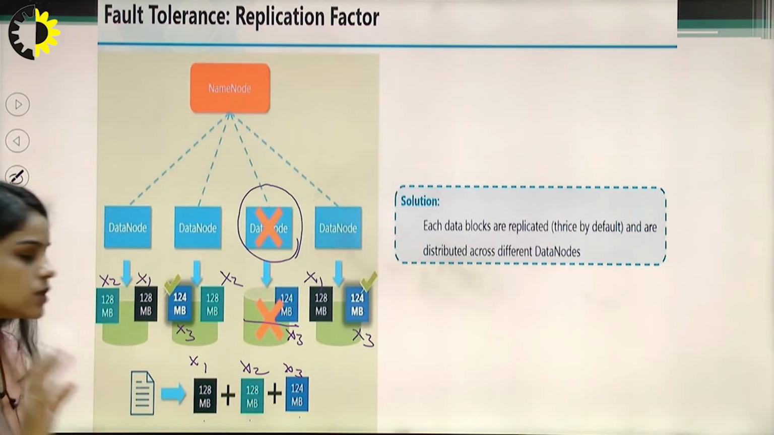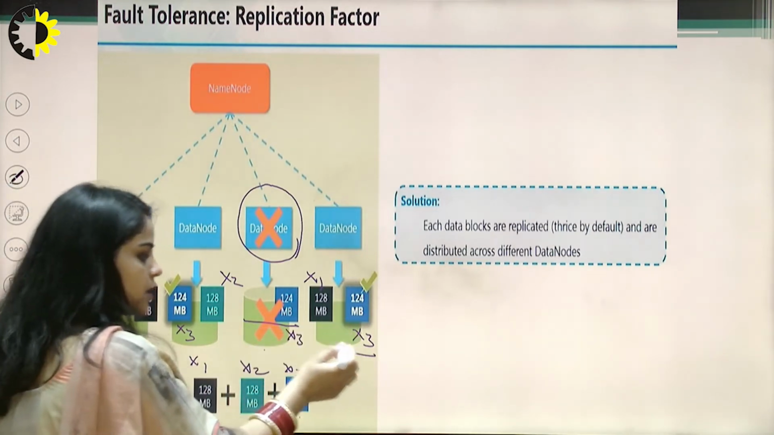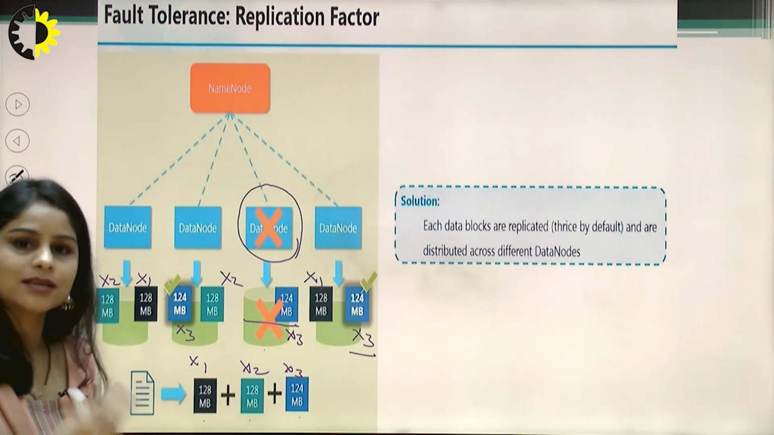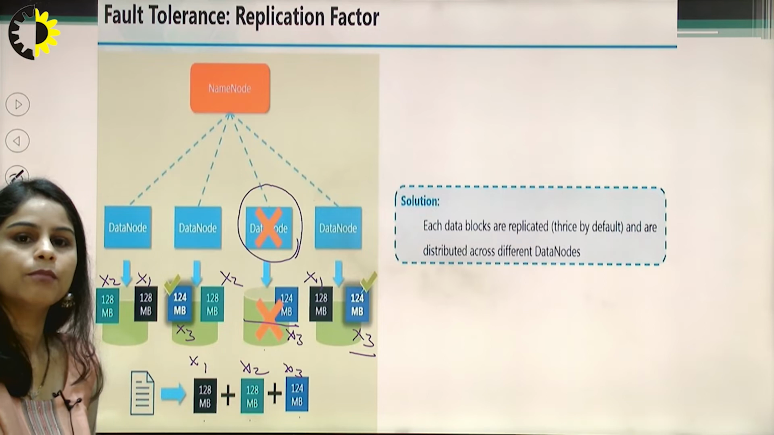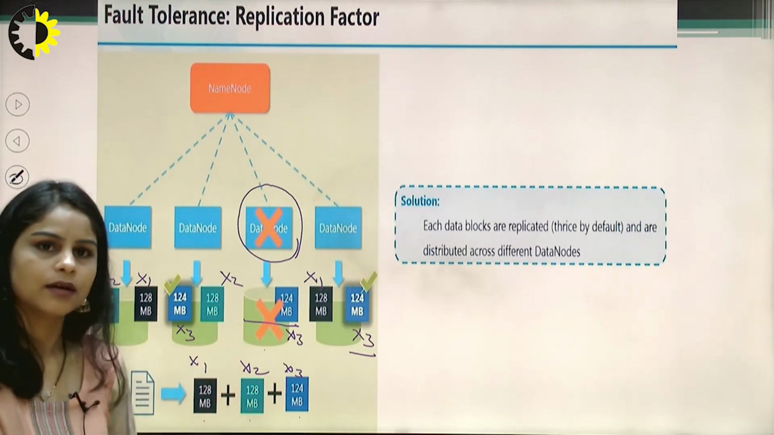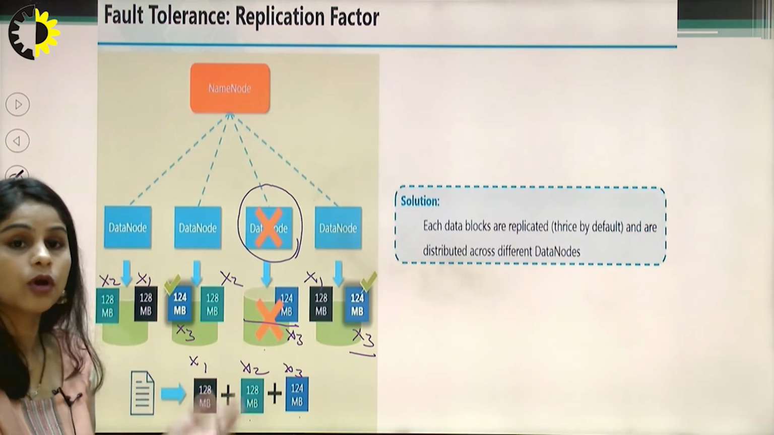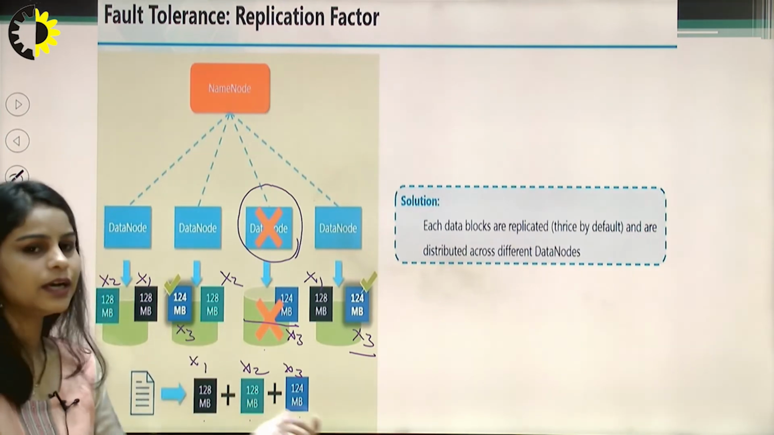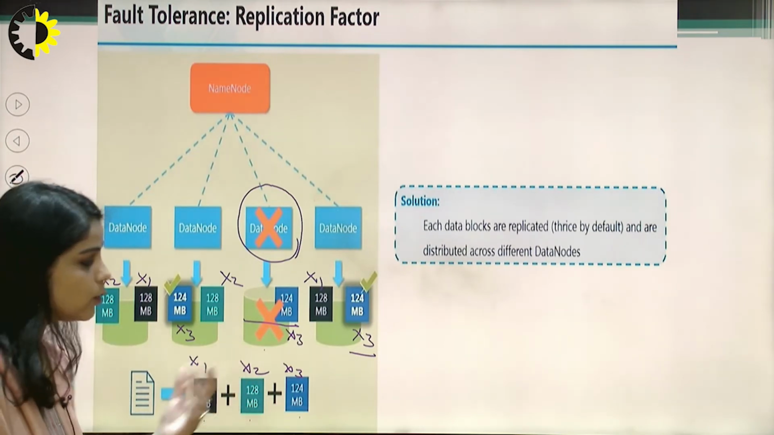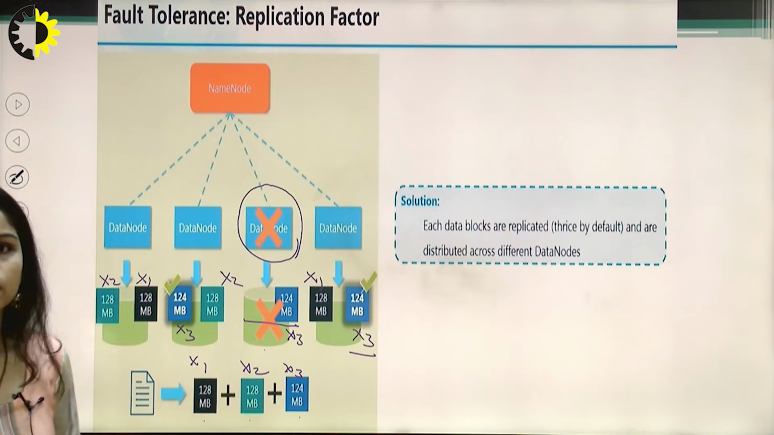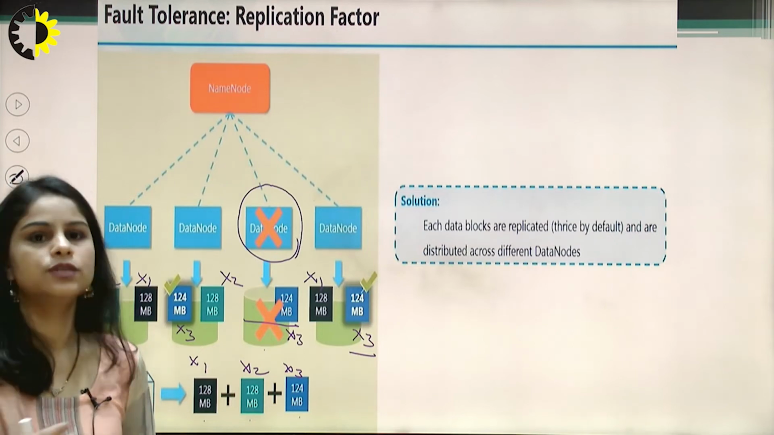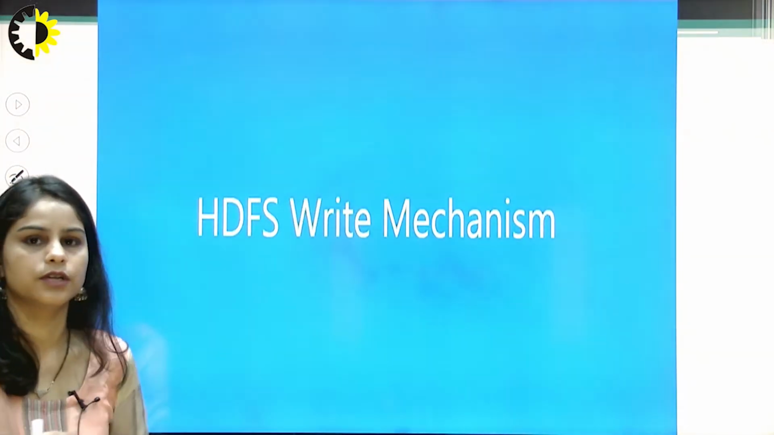But now, because we have made a copy of X3 and stored it in some other data node, we can easily access that 128 MB file, which is X3, from some other data node, right? So in this manner, by performing replication, or keeping the replicas of each and every data block on more than one machine in a distributed fashion, we can deal with fault tolerance, right? So this is how Hadoop distributed file system deals with fault tolerance.